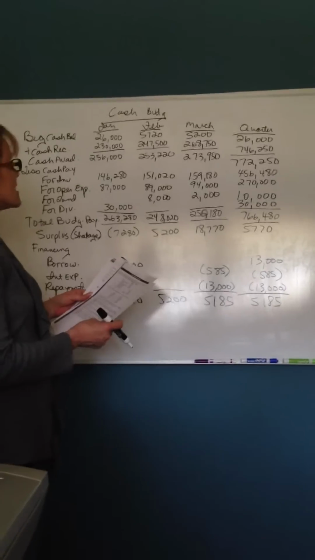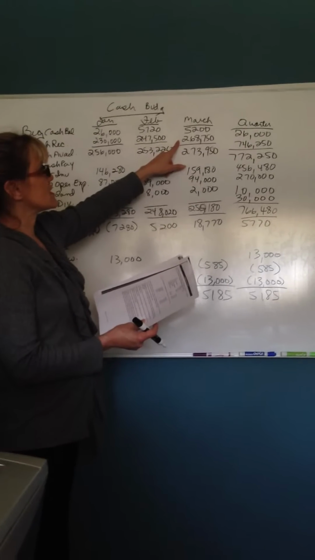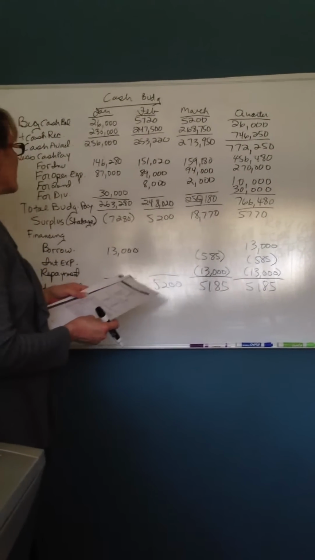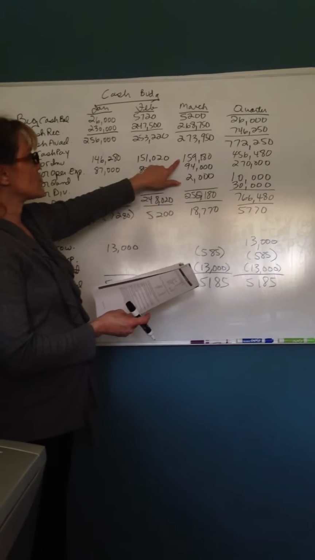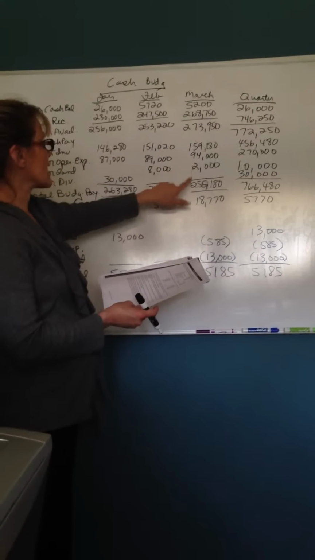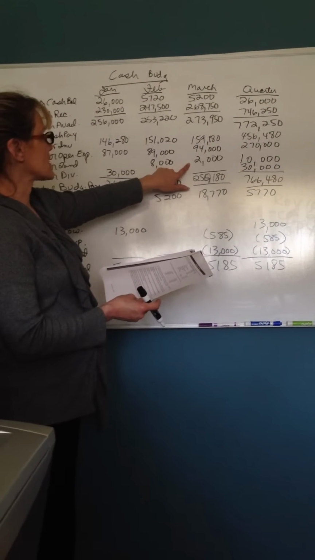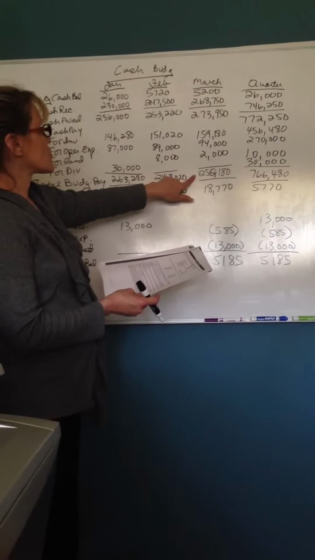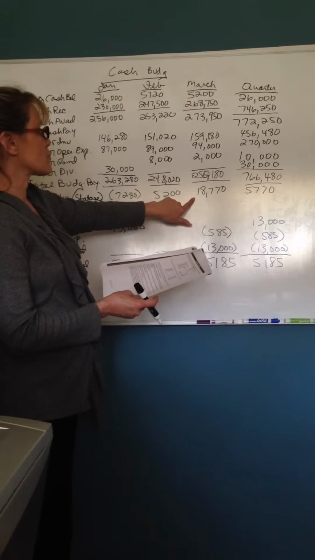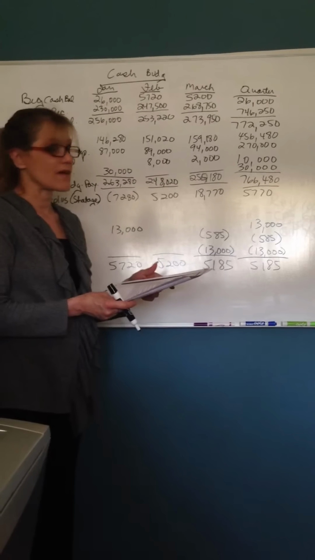Again, our cash receipts for the month of March were $268,750. If we add the two together, we get $273,950. Payments for inventory for March are $159,180. Operating expenses are $94,000. Purchase land for $2,000. So our total payments are $255,180. So here we have a surplus of $18,770.